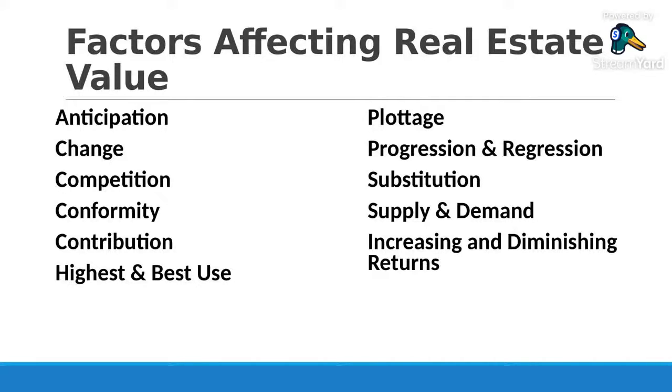Okay, so let me go over it again. Highest and best use, progression, regression, supply and demand. Those are the main ones to remember out of this list. But of course, be sure to go over all of these in your textbook and have an idea of what they mean and how they affect the value of real estate. These are some of the things that appraisers will look for when they are appraising a property.